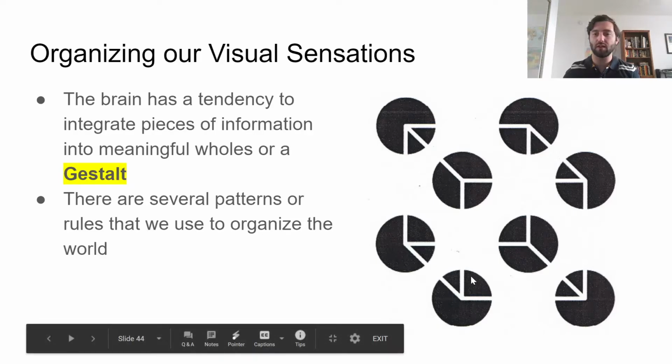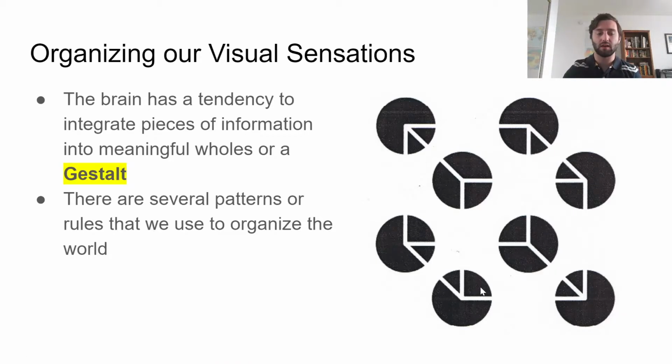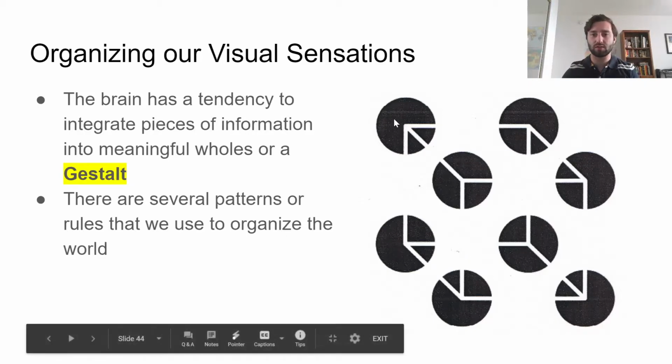There are only these black circles with the kind of chunks taken out of it. That's it. That's all the information your brain is getting. Yet, when we look at this, we see a cube, and not only that, we see it in 3 dimensions, even though these circles are perfectly flat.